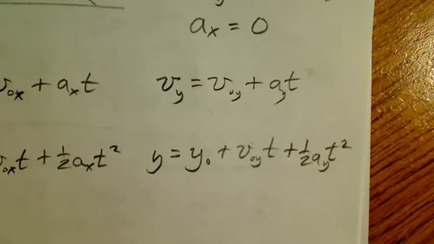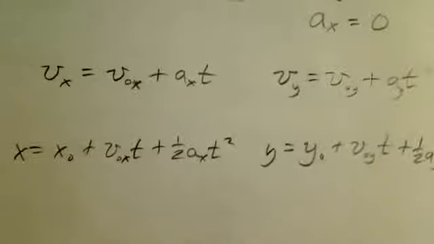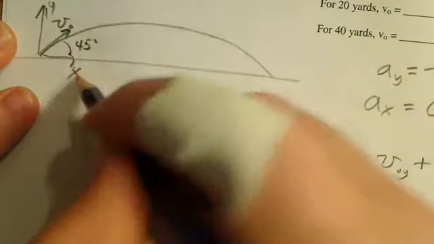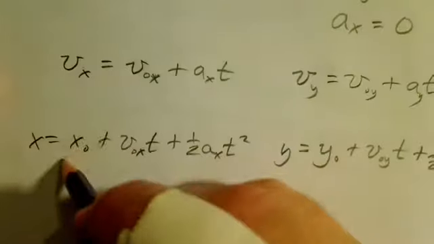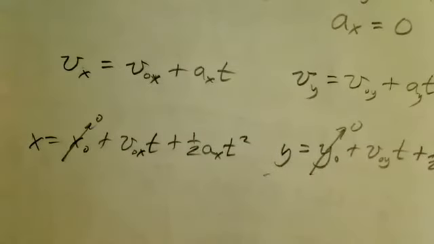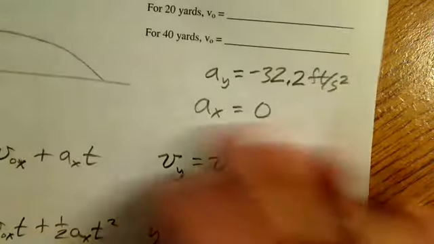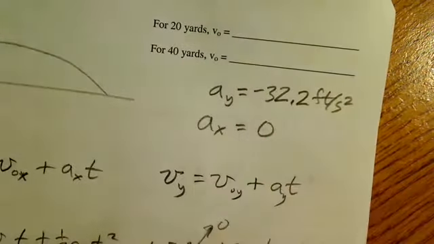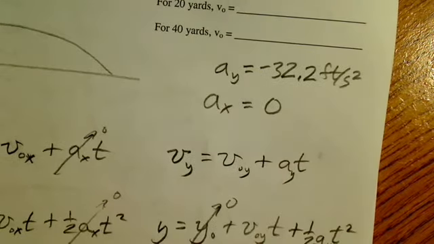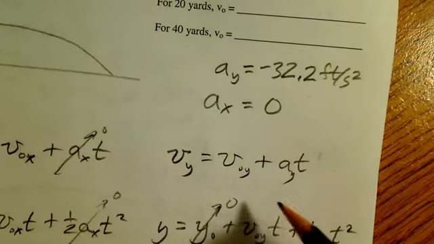Let's look at what terms are 0. You can assume you start at the origin, so we'll put our origin here with y like this and x like that. If you do that, then x naught is 0, and y naught is 0. Also, since we're talking about projectile motion, the acceleration in the x direction is 0 there. Okay, now what? Well, we're trying to figure out what v naught is.